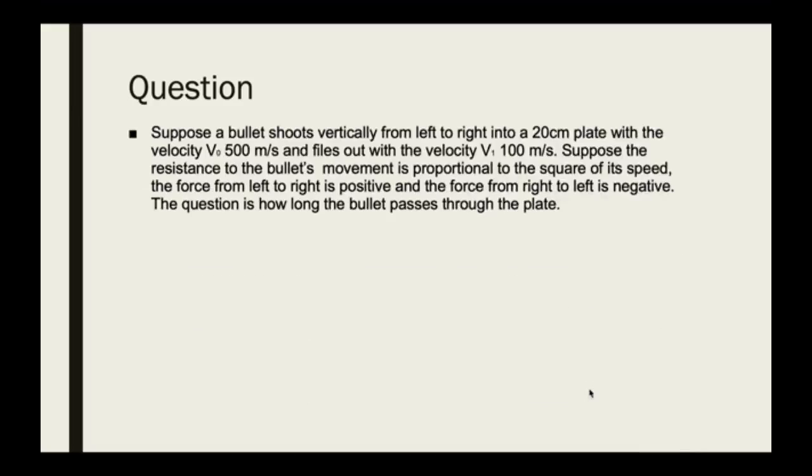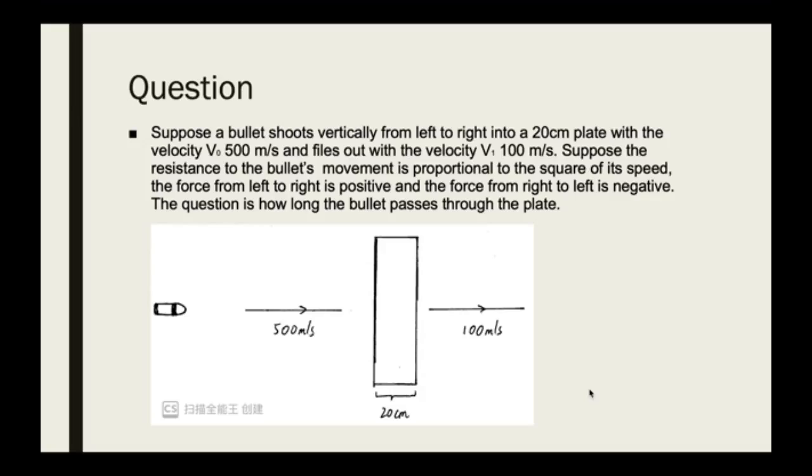Suppose a bullet shoots vertically from left to right into a 20 centimeter plate with the velocity 500 meters per second and falls out with the velocity 100 meters per second. Suppose the resistance to the bullet's movement is proportional to the square of its speed. The force from left to right is positive, and the force from right to left is negative. The question is how long the bullet takes to pass through the plate. Here is a picture to help you understand this question easily.